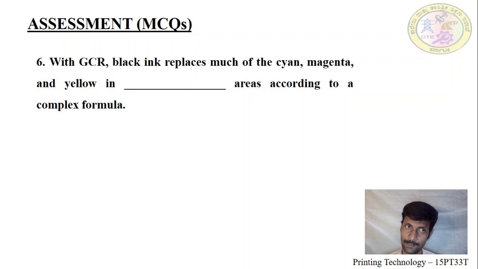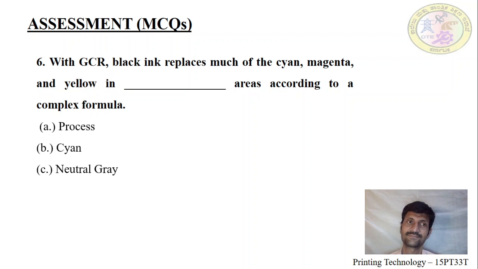Next, to replace the CMY, black ink is added in dash areas according to the complex formula of the ink. On the printed page, process cyan, dash. What is added? Neutral gray, or none of the above.